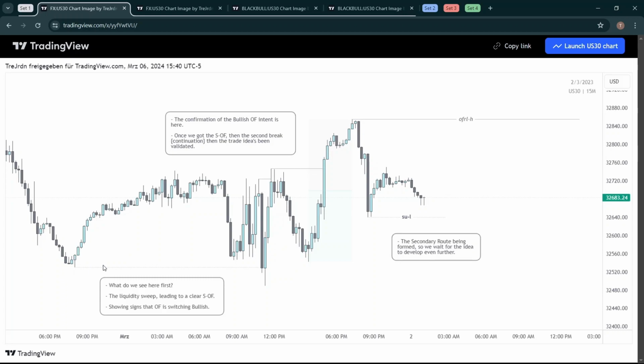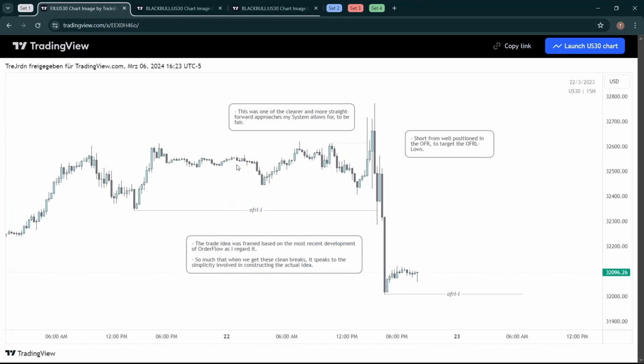So you got the liquidity sweep leading to a switch in order flow, subsequently leading to a continuation happening. So it speaks to the fact that, you know what, we're likely to continue bullish order flow. So that's how the trade idea was framed for this specific day, I should say. Simple steps.